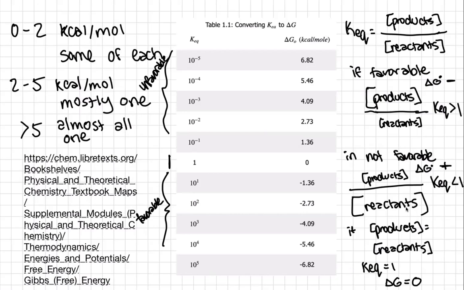But once you start getting above 2 kilocalories per mole, somewhere between 2 and 5, you have mostly one of them. So for 2.73, that would be 100-fold more of one of them. Once you get above that 2 kilocalories per mole or so, you're starting to say you really predominantly have one of them. And if something is greater than 5, you can pretty much think of it as being all of one of them. But remember that this is at equilibrium, and reactions often don't reach that equilibrium in biochemistry.